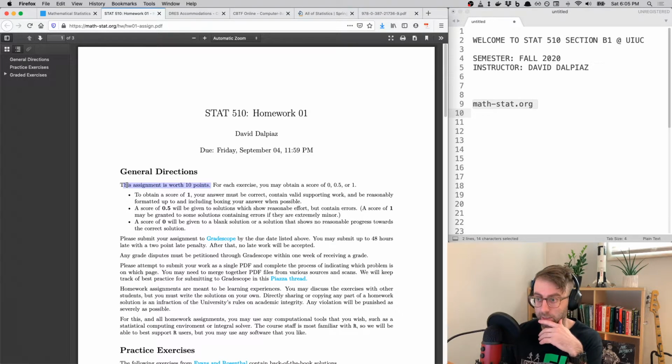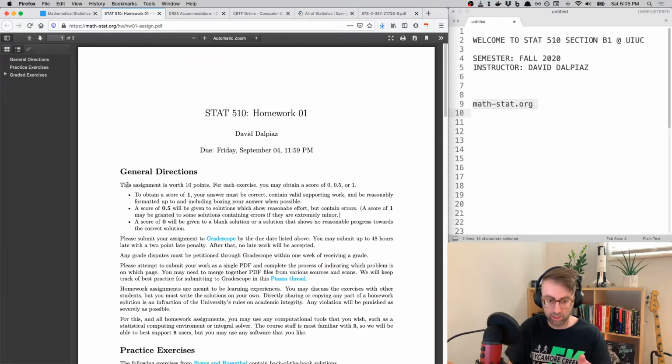Each homework assignment will be 10 exercises for a total of 10 points. And I have what I call a 0, half, 1 grading scale. It's a pretty simplistic grading scale, but I find that it becomes a very objective grading scale. It's very easy for the grader to complete their grading assignment, and I generally find that students don't take issue with the grading with this grading scale.